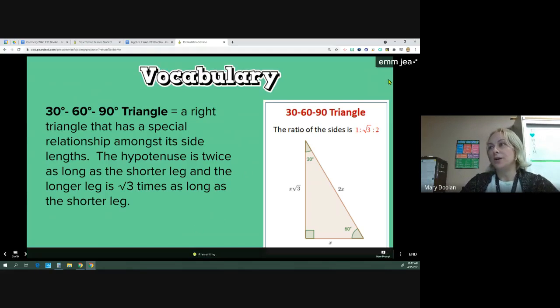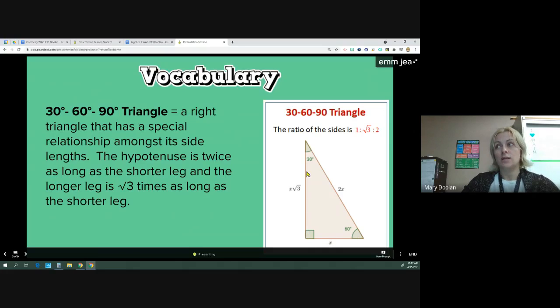And so in this diagram here, they're starting with this shorter leg at the bottom as just being x. So whatever this value is here, if I multiply it by 2, I get the hypotenuse. The hypotenuse is exactly 2 times the length of the shorter leg. The shorter leg is the one that connects the 90 and 60 degree angle.